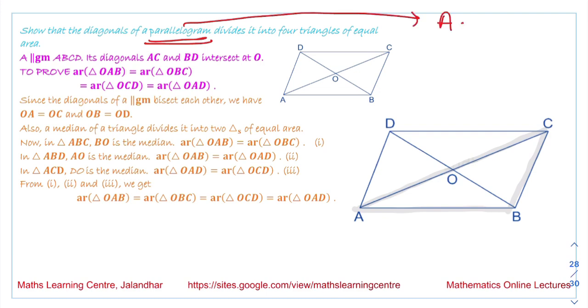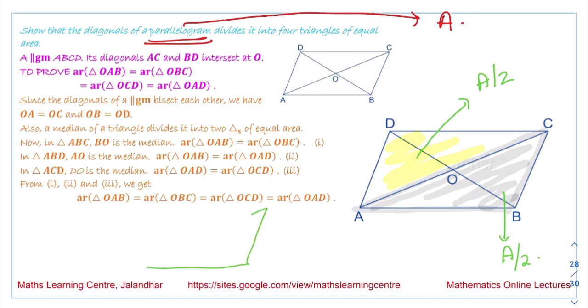Now this diagonal AC divides it in 2 parts. One is this part ABC and second is this part ACD. Now the area of this part is A by 2 and the area of this part is A by 2. Now look at the triangle over here. This is ABC we are talking about. The area of this triangle is A by 2.